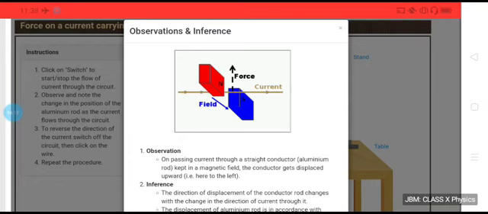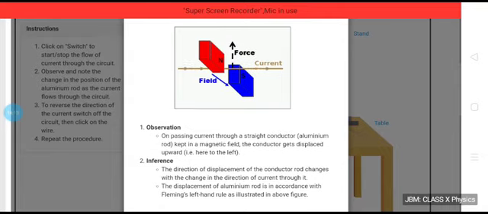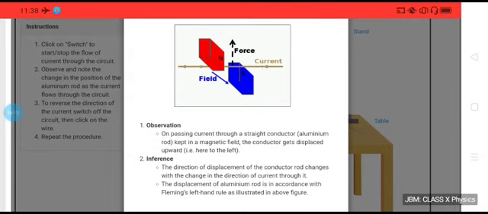So what inference can we draw? The direction of displacement of the conductor rod changes with change in the direction of current through it, and the displacement of the aluminium rod is in accordance with Fleming's left hand rule. We will be discussing Fleming's left hand rule very quickly, but for the time being you can refer to the picture that is coming right now on your screen. You can see the direction of current, the direction of field, and accordingly the direction of force. Presently it is directed upward.